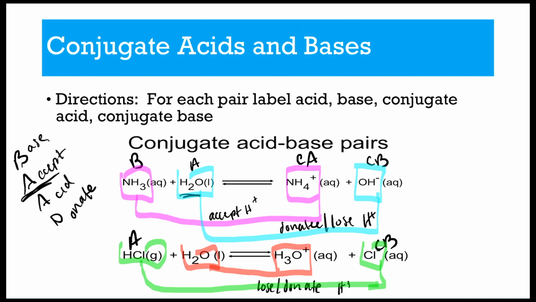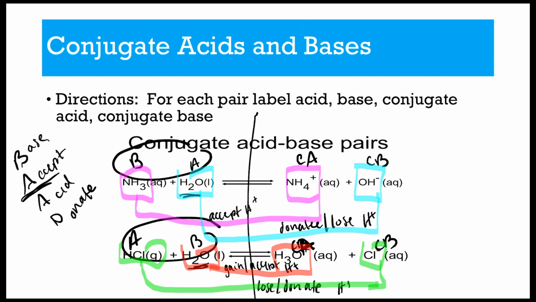But to go from H2O to H3O+, you have to gain or accept an H+. And so if you have the capability of accepting an H+, that makes you a base. And the final product is a conjugate acid. So if you've noticed, on one side of the equation you'll have an acid and a base. On the opposite side you'll have the conjugate pair.